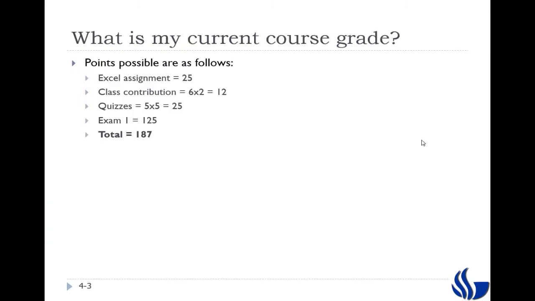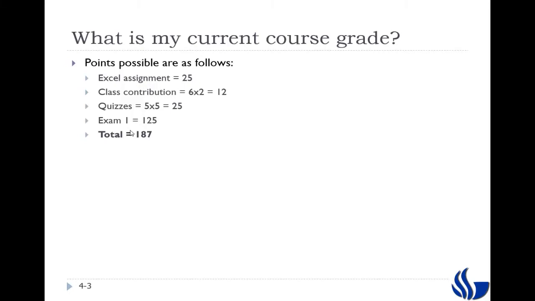So first of all, let's talk about how to calculate your current course letter grade. To understand where you're at currently, first think about how many points are possible up to this point. If you add up the Excel assignment, which is 25 points, with the class contribution scores, there's 6 classes that we've had, 2 points apiece, that's 12 points possible. Quizzes, we've had 5 quizzes at 5 points apiece, so that's 25 possible points. And the first exam was 125 points. So that's a total of 187 points possible up to this point in the course.